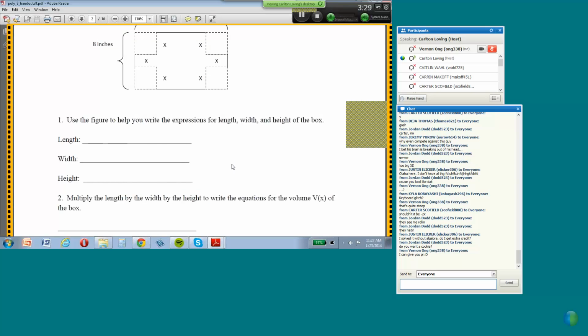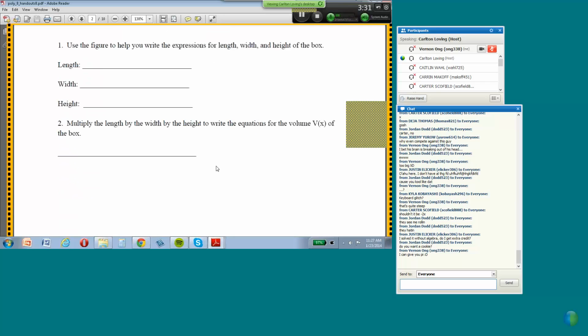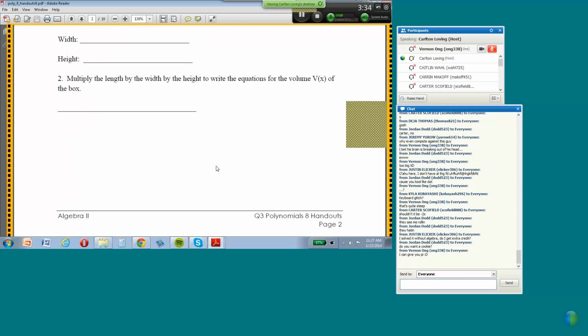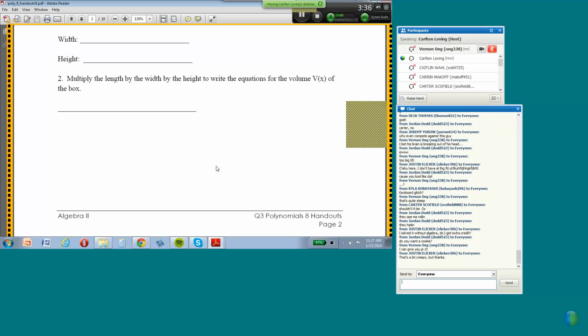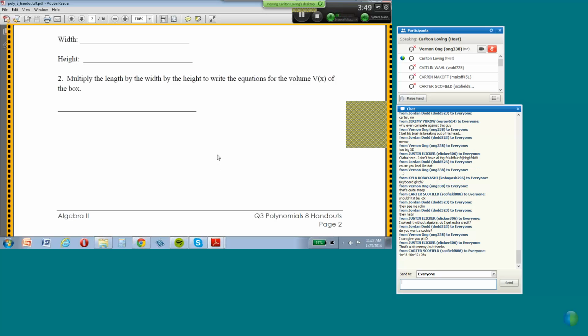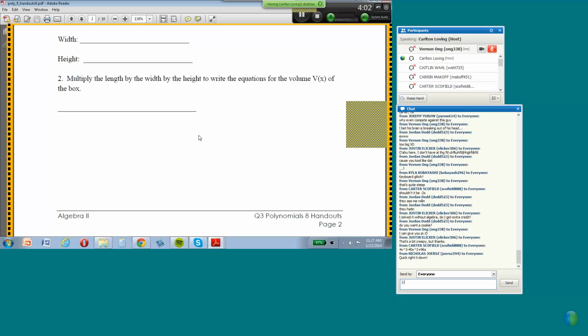Okay. So if we multiply these, you guys are going to get an expression. Now, I'm not even going to multiply it. I'm going to let you guys figure that out, because you guys know how to do, hopefully, multiplication of binomials. Okay, Carter's got that out there too. 4x cubed minus 40x squared plus 96x. That's pretty good.